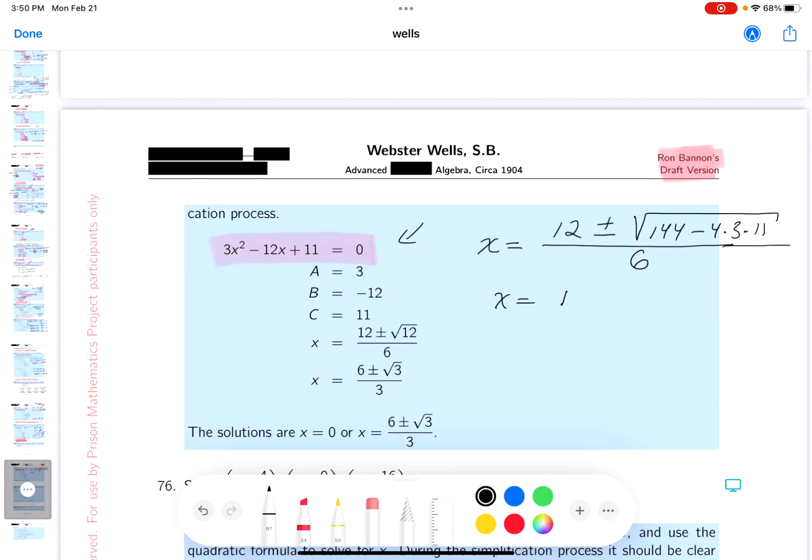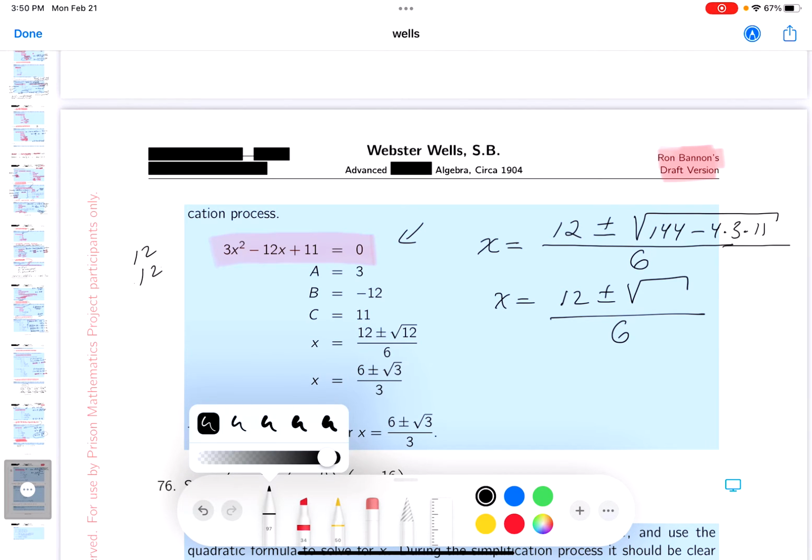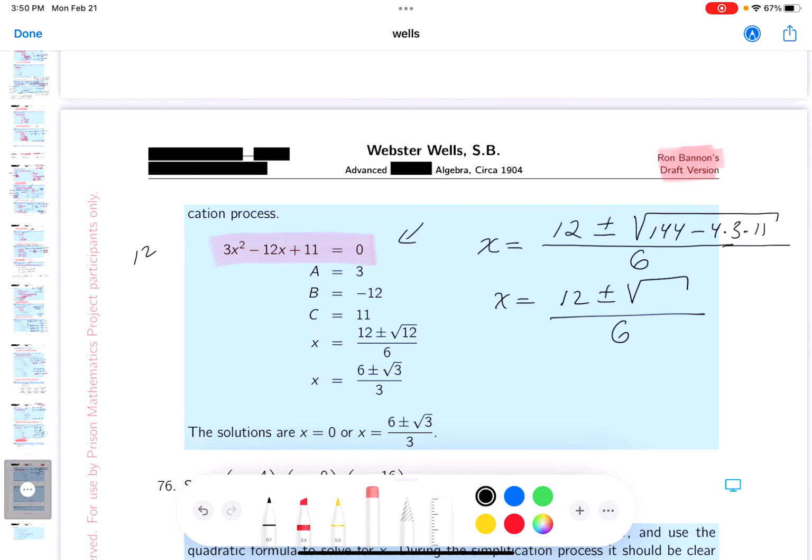And you get this over here. X equals 12 plus or minus. I have the root. That's 12 times 11, right? I'm sorry, I didn't mean to say 12 times 12. I was thinking of 12 times 12 now. 144 is 12 times 12, and then 12 times 11, they differ by 12, so it's just a 12 here.